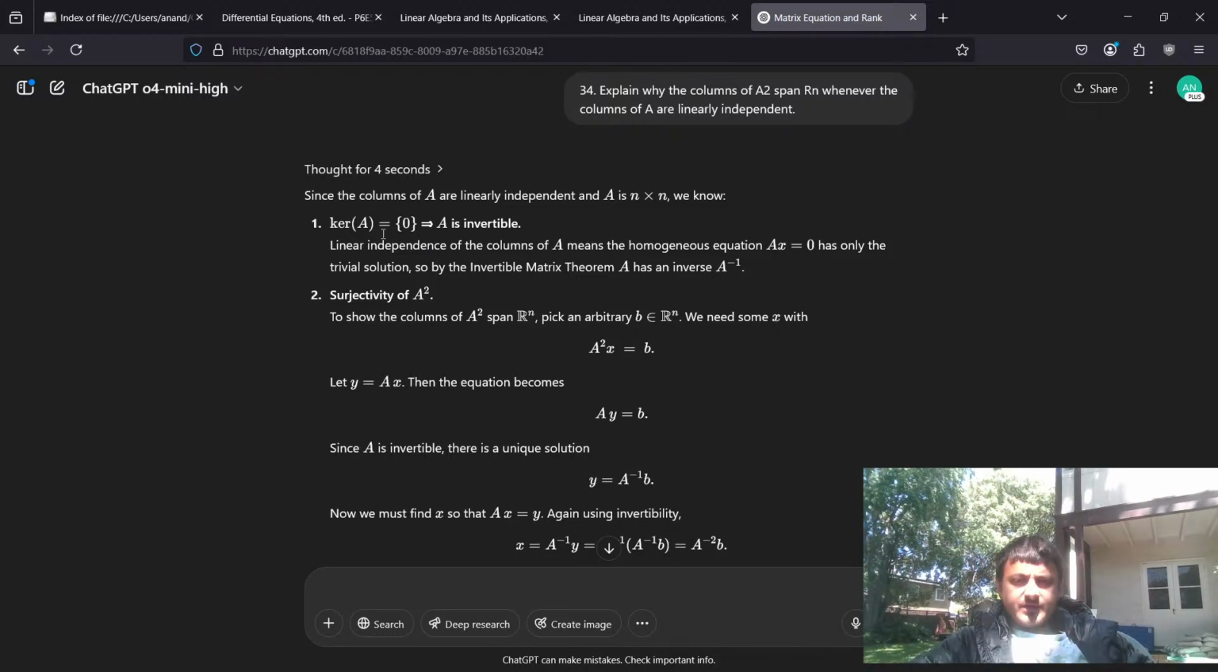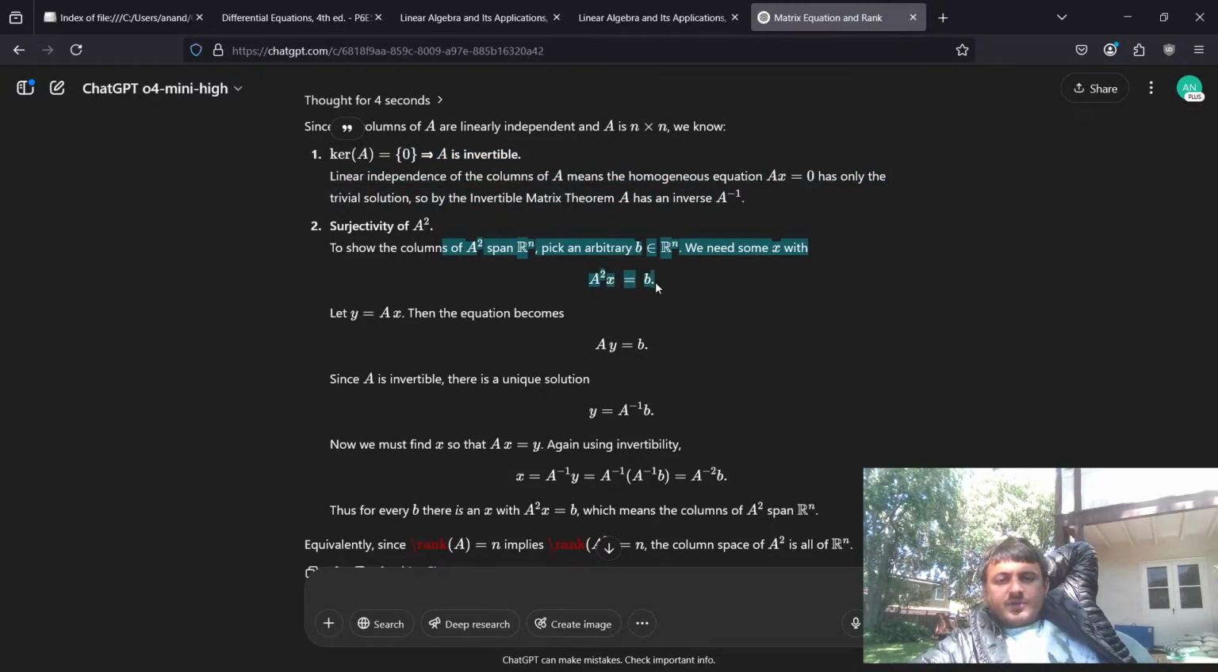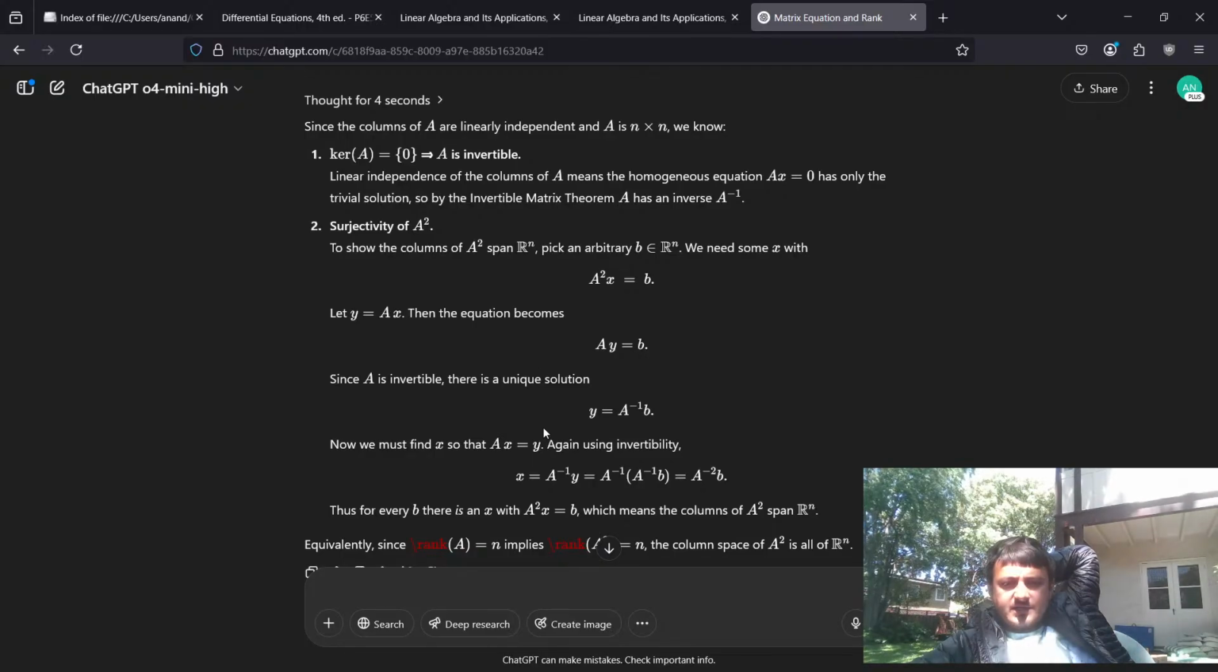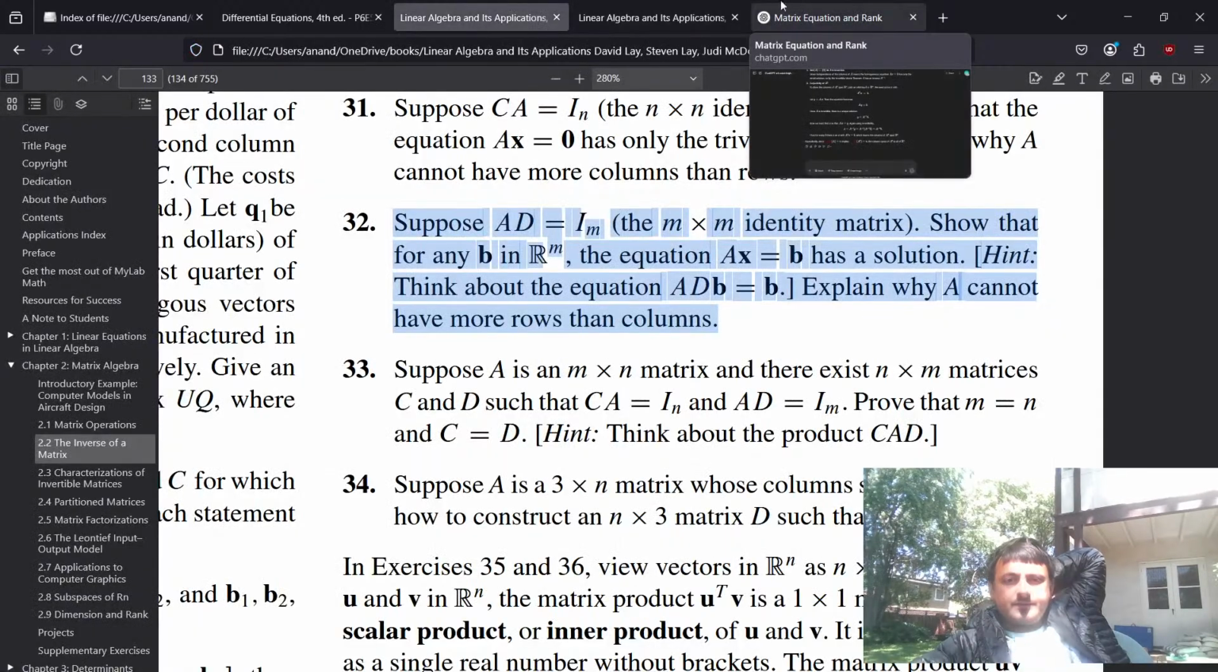Yeah, independent means the kernel is just zero. Yeah, A is invertible. Surjectivity of A squared: to show the columns span Rn, pick an arbitrary b such that y equals A times x, then Ay equals b. Since A is invertible, there's a unique solution to Ax. Okay. Yeah, that's what I did. This is exactly what I did, I just didn't make y. All right.